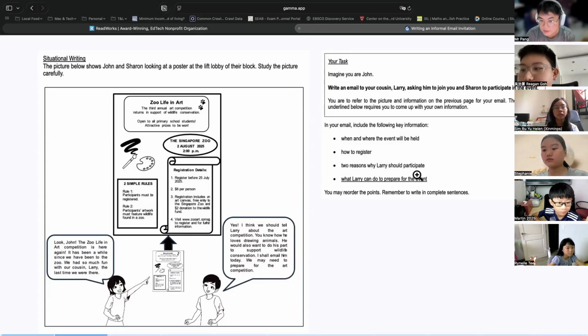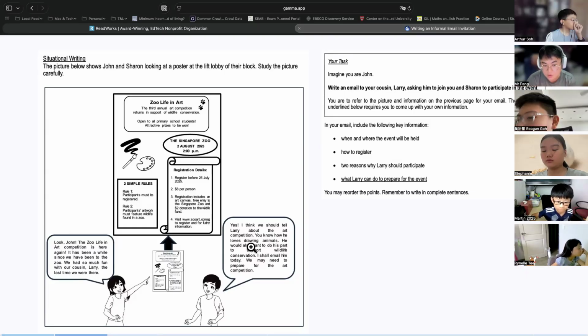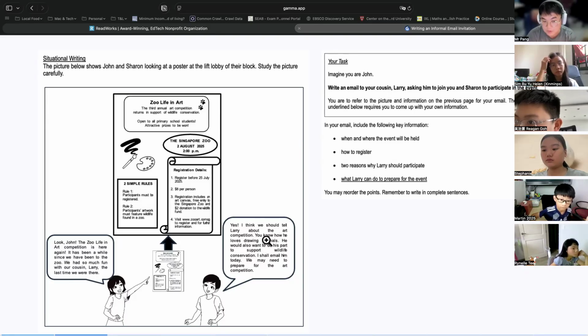Okay, then the two reasons why Larry should participate. I need to look out for two reasons, and it's in the conversation between the two siblings, right? Over here, we find that the last time they went, they had so much fun with their cousin. Why? Because Larry loves animals and he also loves drawing, and he wants to support wildlife conservation. All the reasons are here of why Larry should participate.